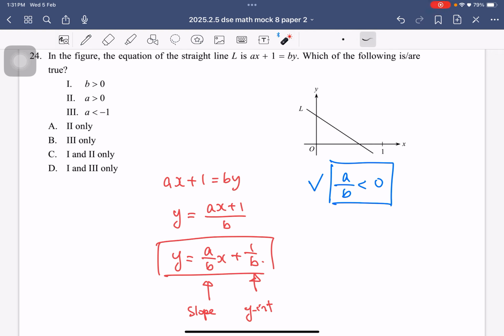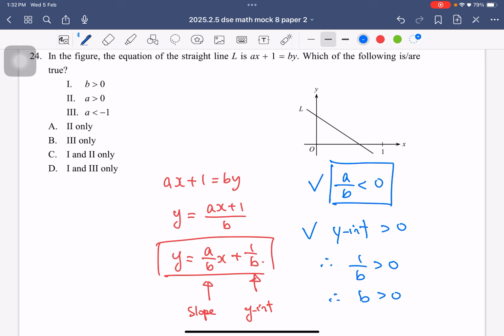Do we have the y-intercept? Yes. It's higher than 1. This is the y-intercept, and it's greater than 0. So which one is the y-intercept? It's 1 over b. So we have 1 over b must be greater than 0, so that b is greater than 0. So the first statement is going to be correct. If the first one is correct, then a and b is wrong.